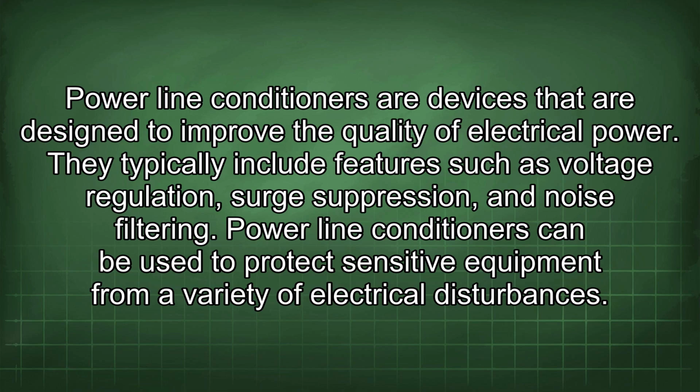Power line conditioners are devices that are designed to improve the quality of electrical power. They typically include features such as voltage regulation, surge suppression, and noise filtering. Power line conditioners can be used to protect sensitive equipment from a variety of electrical disturbances.